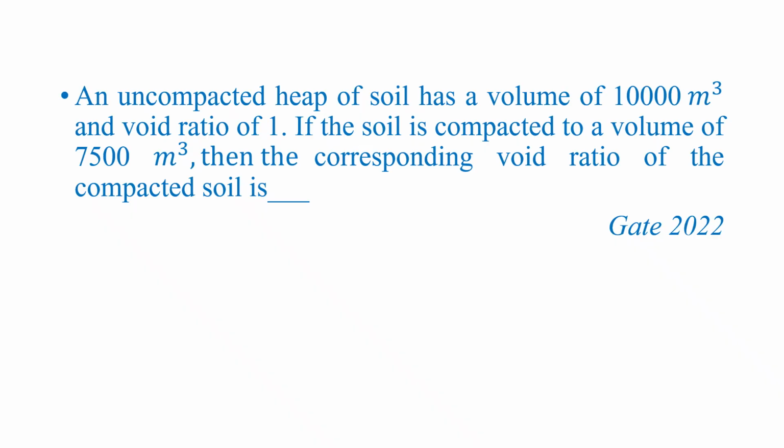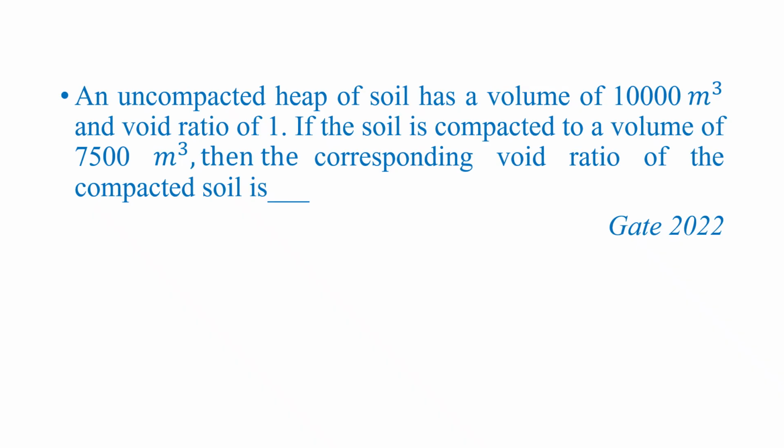Let us solve the first question. It was asked in GATE exam 2022. An uncompacted heap of soil has a volume of 10,000 meter cube and void ratio of 1. If the soil is compacted to a volume of 7,500 meter cube, then the corresponding void ratio of the compacted soil is.